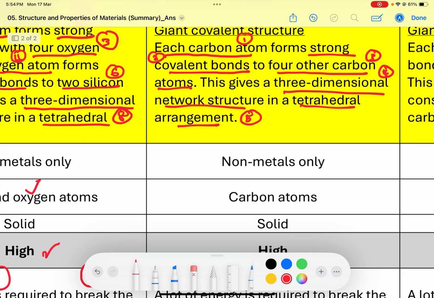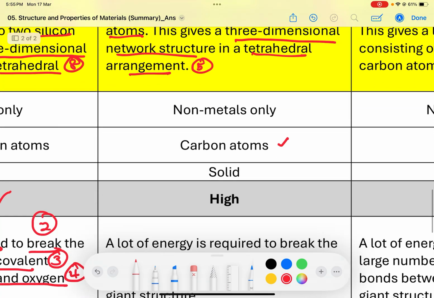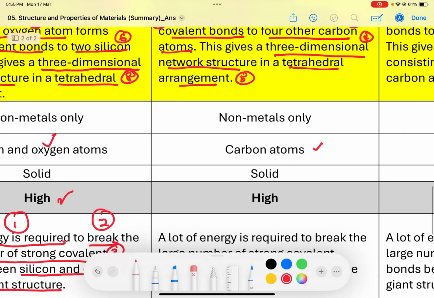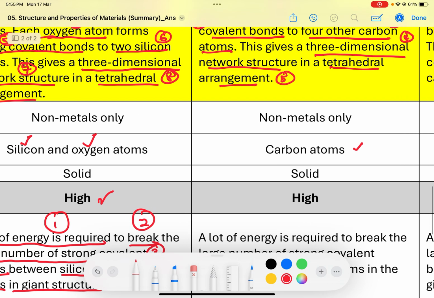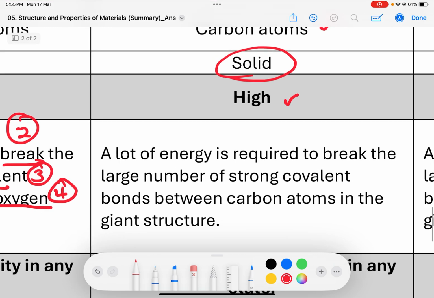What kind of atoms does it have? It only has carbon atoms. So diamond is actually made out of carbon atoms only. Okay, so once again, in terms of the melting and boiling point, it is high. And because there's a high melting and boiling point, it generally exists as a solid at room temperature and pressure. Same for silicon dioxide, right? Okay, but let's zoom in to describe why it has a high melting and boiling point.